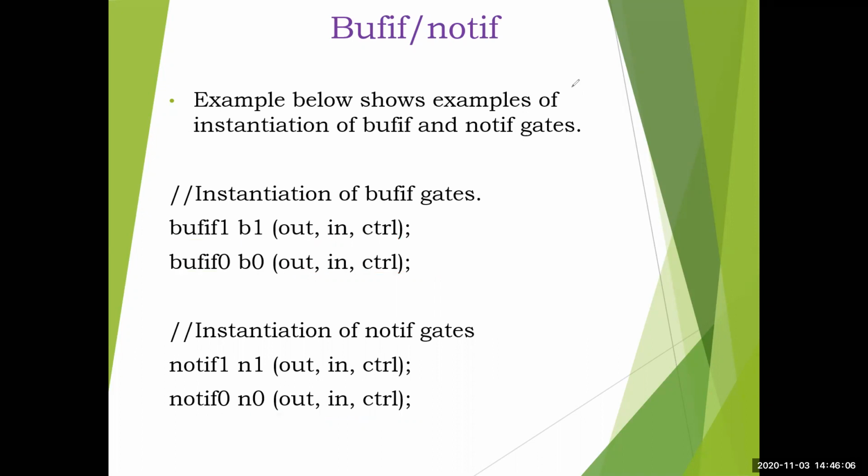So in total you have now learned 12 primitive gates in Verilog: and, or, nor, xor, xnor, buf, not, then bufif1, bufif0, notif1, notif0.